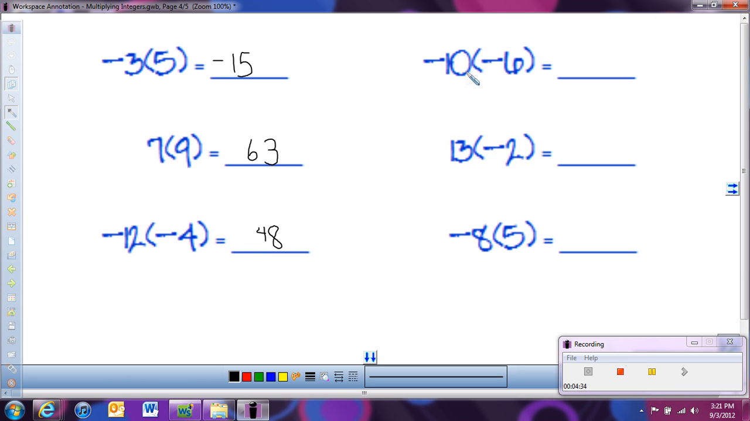Taking a look at this next one up here, we have negative 10 times negative 6. Same idea as the one that we just did. Two negatives make a positive. So it's really just taking 10 times 6, which is 60.